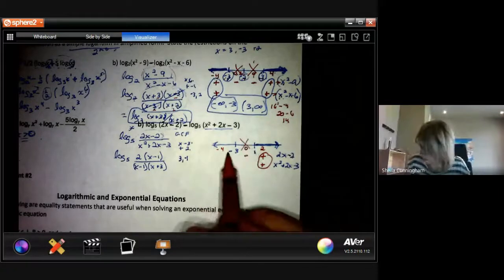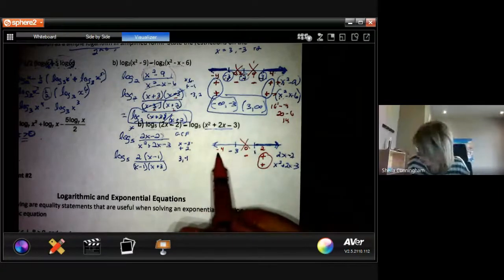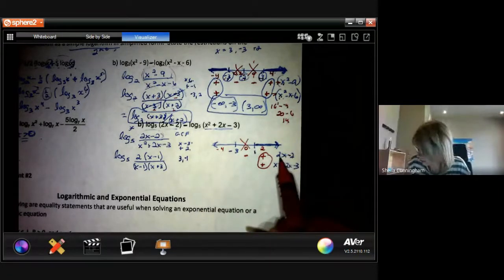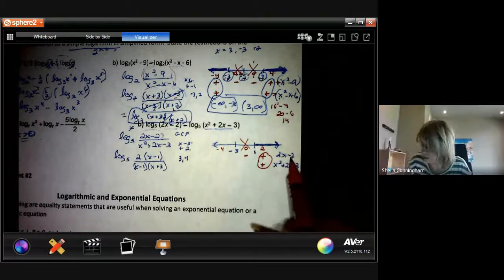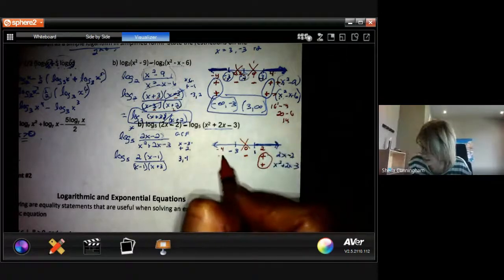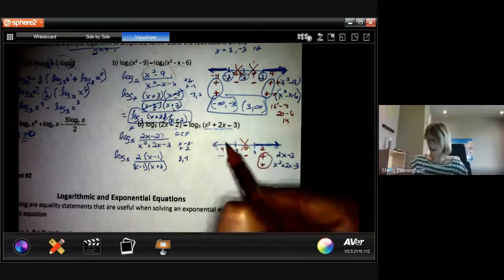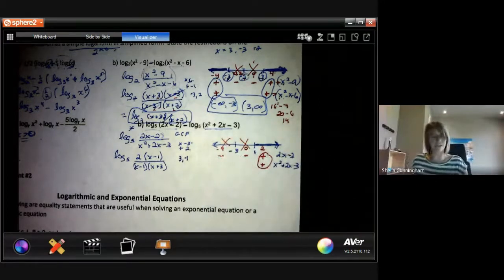So now I'm going to go over to the negative 4. I put a negative 4 in for x. So 2 times the negative 4 gives me a negative 8. Subtract the 2, that gives me a negative 10. That's a negative chunk. So right there again, I got a negative, I'm done.